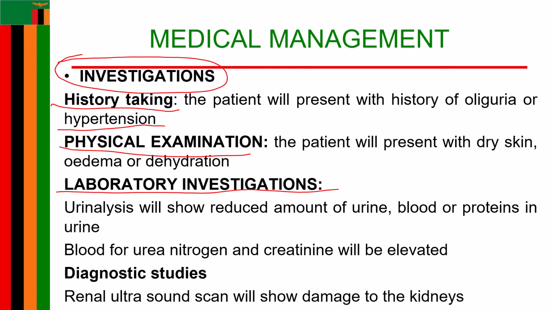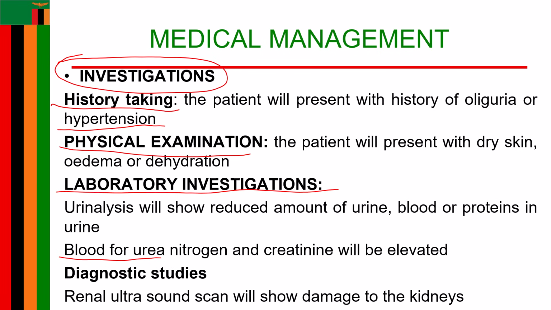You can do other lab investigations like urinalysis, which will show a reduced amount of urine, and blood or proteins in the urine as well. You can also do a lab investigation, which is blood for urea, nitrogen and creatinine, which will be elevated. When this is elevated, it is an indication that the kidneys are not removing them. So hence we would suspect that there is renal failure. We can also do other diagnostic studies like a renal ultrasound scan, which will show damage to the kidneys.